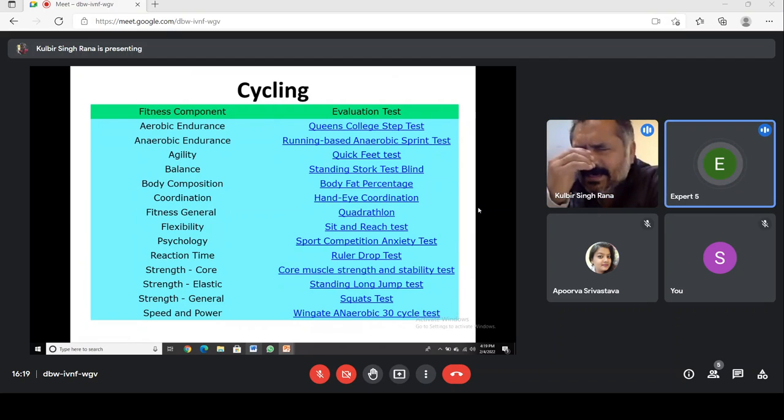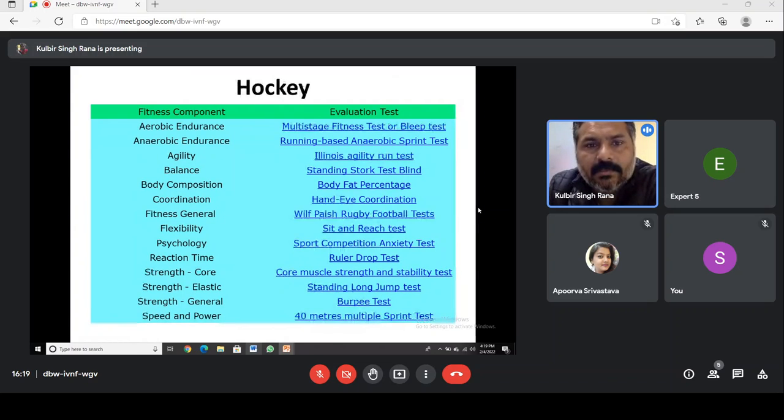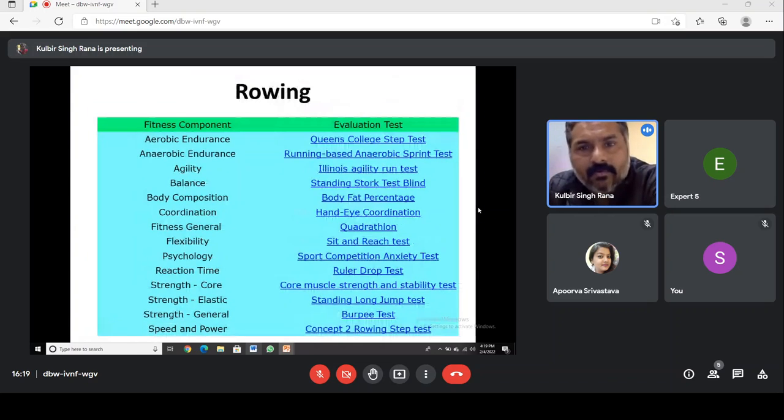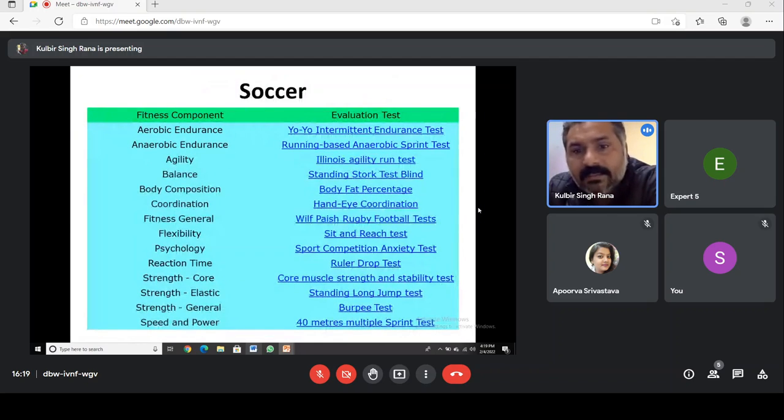No, sir. We will be covering why it is being done and how it is being done. Any idea about this? What all different testing can we do? See, these tests we are discussing are field-based tests, right?